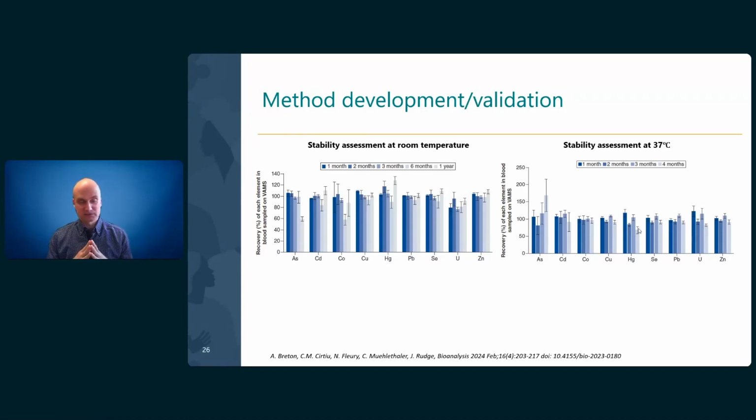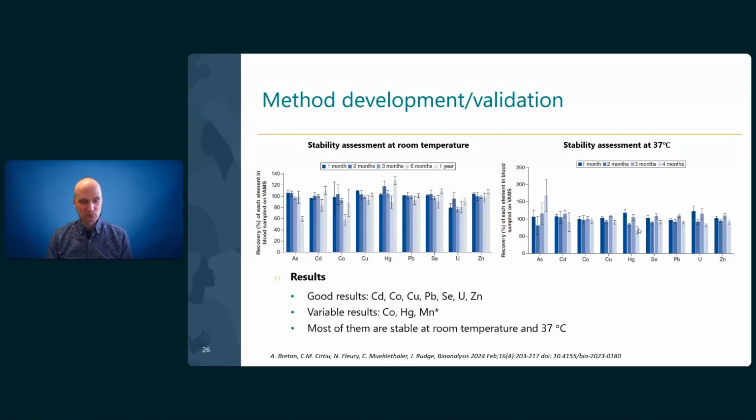In some papers, we have seen a kind of increase over time due to contamination, storage contamination. It is not yet clear. We did some tests on our side, but didn't conclude that there might be some contamination. It might simply be that mercury is quite volatile, and at 37 degrees for 4 months it could be very dangerous. But most of them are very stable. So we got good results, and variable results for cobalt and mercury, as well as arsenic in some conditions.